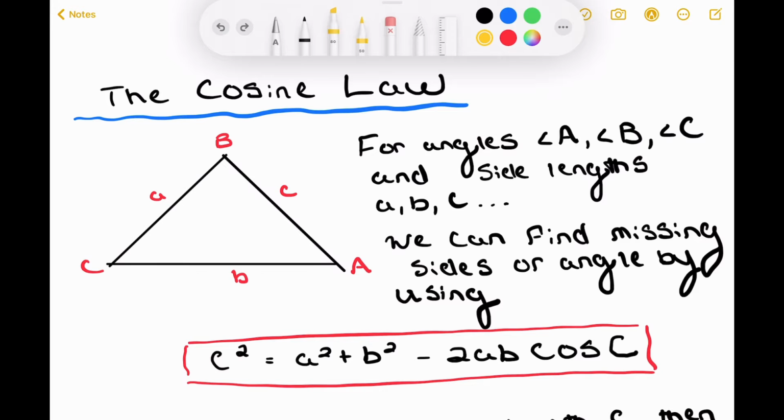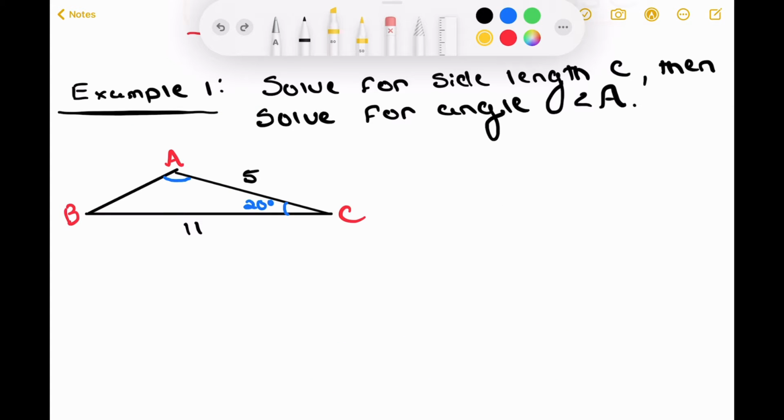This is going to help us solve for whatever we're looking for within a triangle, whether it be a side or an angle. Starting with example 1, we have: solve for the side length c, then solve for angle A. Right away, we know we're looking for a missing side, and the side length c is always going to be opposite the C angle. So technically we are looking for that length there. That should make sense, because if we have a missing side, then of course that's one of the ones we're looking for, because we already know 11 and 5 are our other two sides.